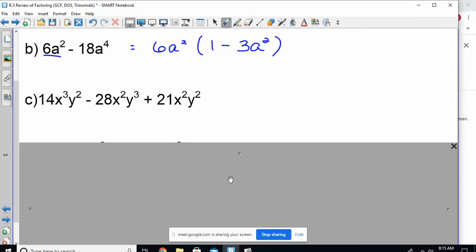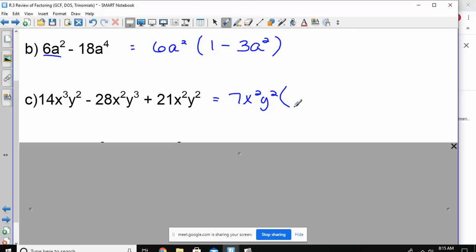All right. What can we pull out on this? 7. Okay, then we look at the variables. For the x's, you have to take out the smallest exponent. So for my x's, I have a 3, a 2, and a 2. So we could take out x squared. Y's, I have y squared, y cubed, and y squared, so we take out y squared.